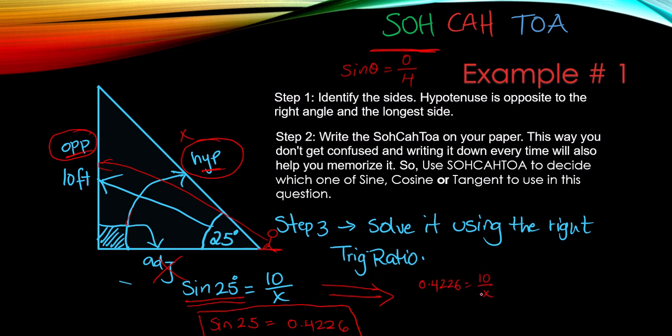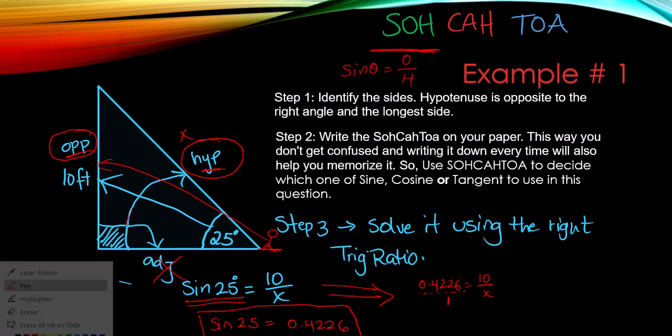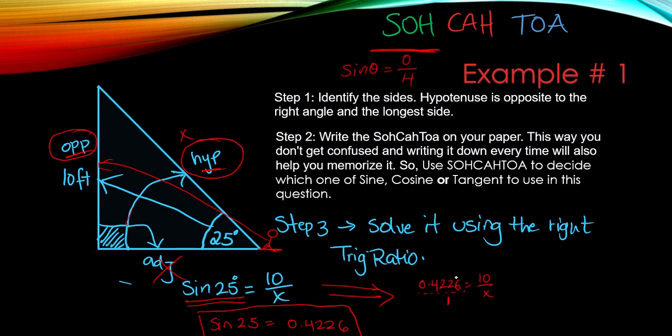Now you have something equal something. This is a fraction here. Can I turn this one into a fraction form? Yes, just put over 1. Every time you have a fraction equal fraction, you can use the cross multiplication method. You can just cross multiply. There are different ways; this is the one I like. So it is going to be 0.4226 times x is 0.4226x, equals 1 times 10 is 10.